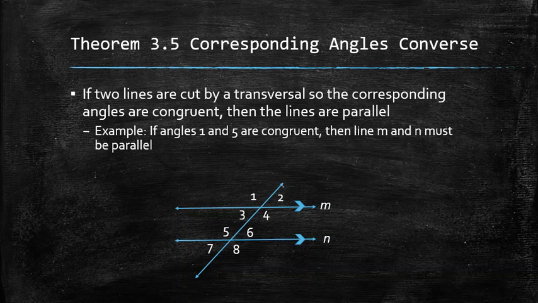Theorem 3.5, Corresponding angles converse. Remember, converse means you flip the hypothesis and the conclusion in an if-then statement. Now, if we are given the angles, we can prove if lines are parallel. If two lines are cut by a transversal so the corresponding angles are congruent, then the lines are parallel. For example, if angle 1 and angle 5 are congruent, then line M and N must be parallel.